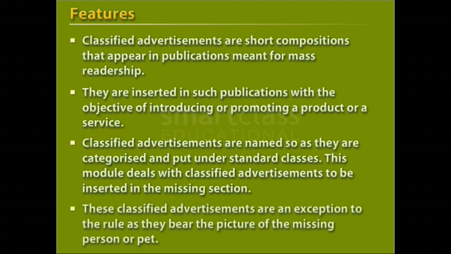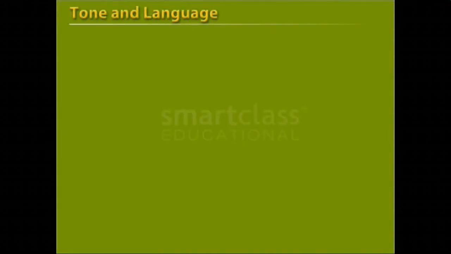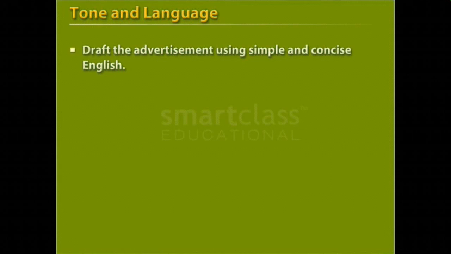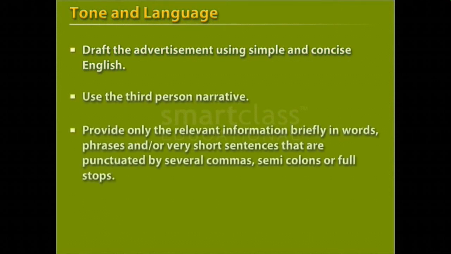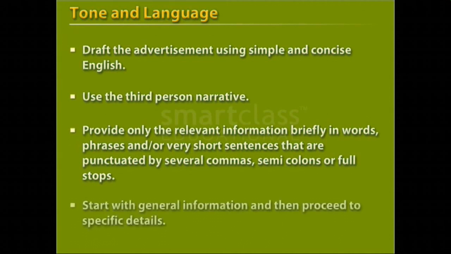These classified advertisements are an exception to the rule, as they bear the picture of the missing person or pet. Tone and language. Draft the advertisement using simple and concise English. Use the third-person narrative. Provide only the relevant information briefly in words, phrases, and/or very short sentences that are punctuated by several commas, semicolons, or full stops. Start with general information and then proceed to specific details.